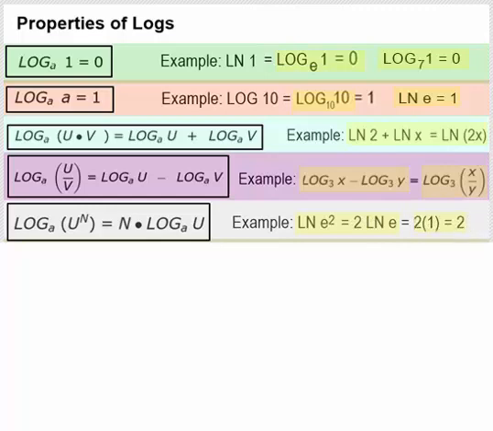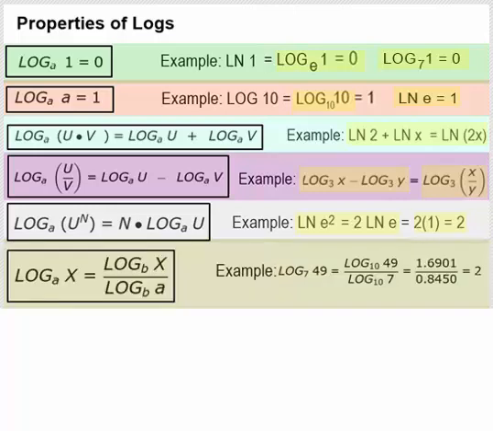So in this example, we actually use two properties. And the last property is called the change of base rule. If you have log base a of x, you can rewrite that as a quotient of two logs with whatever base you want and write it as log base b of x over log base b of a.